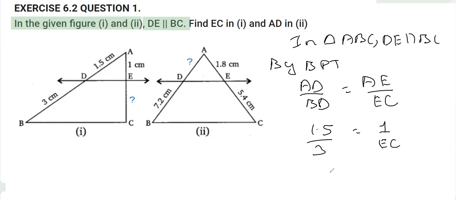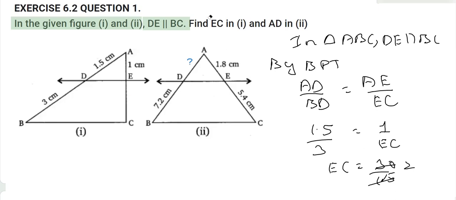By cross multiplication, we'll get EC equal to 3 upon 1.5. We can remove this decimal by writing a 10 over it. So 2 is the answer for this case. We got the length of EC as 2.